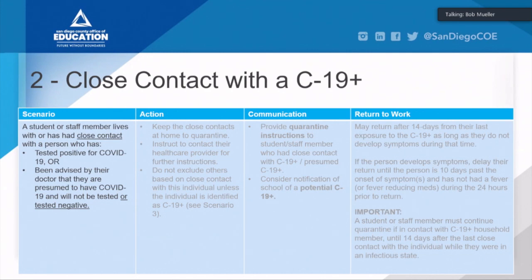So in this scenario, a student or staff member lives with or has had close contact with a person who has tested positive for COVID-19 or who's presumed to have COVID-19. They've been advised by their doctor or maybe a public health official that they have COVID-19 and that they're not going to be tested, or they tested negative and are still believed to have COVID-19.